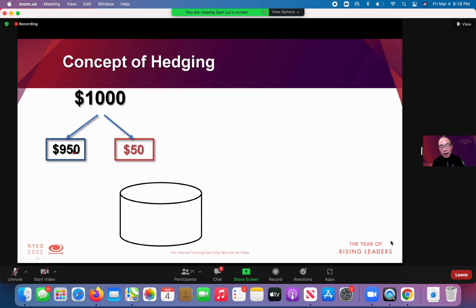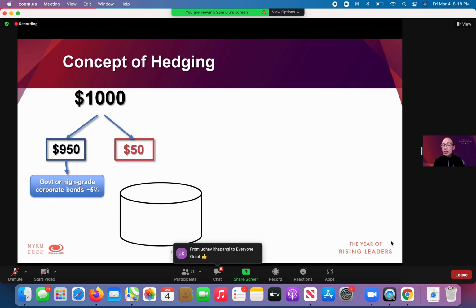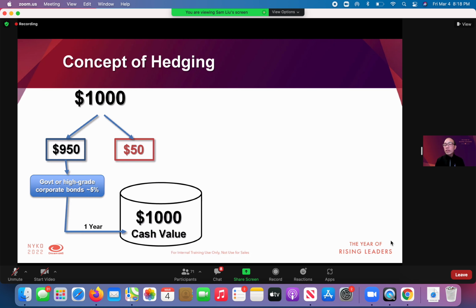The $950 Nationwide invests in corporate bonds, right? The corporate bond long-term pays you 5 to 5.5%. So your $950 invested in bonds, at the end of the year, is going to get 5%. It's going to get back to $1,000. You agree, Bima? You follow me, right? Okay, so that means your $1,000 is, first of all, already protected. But what about the gain?